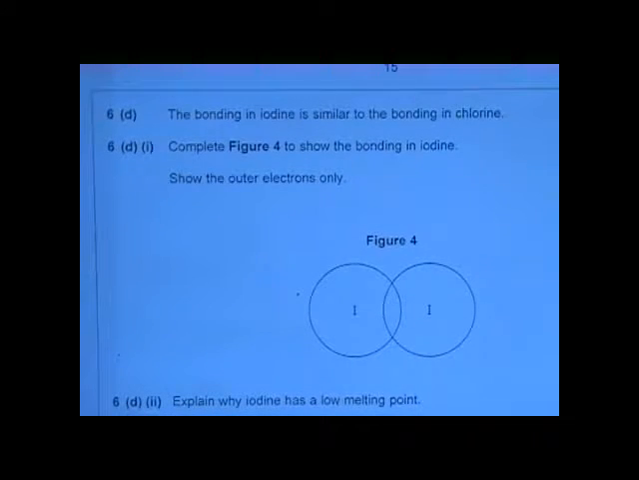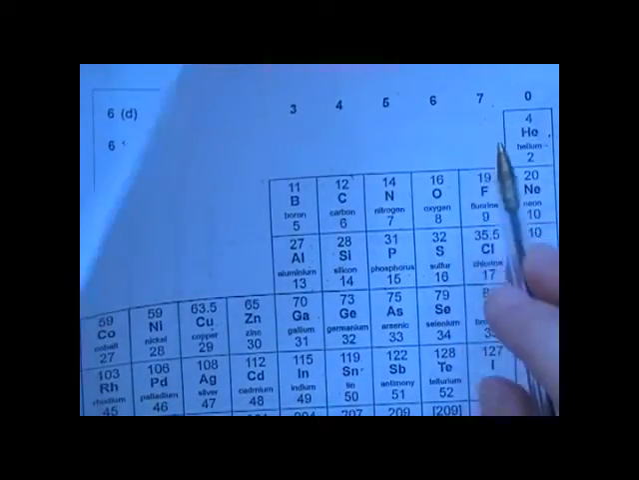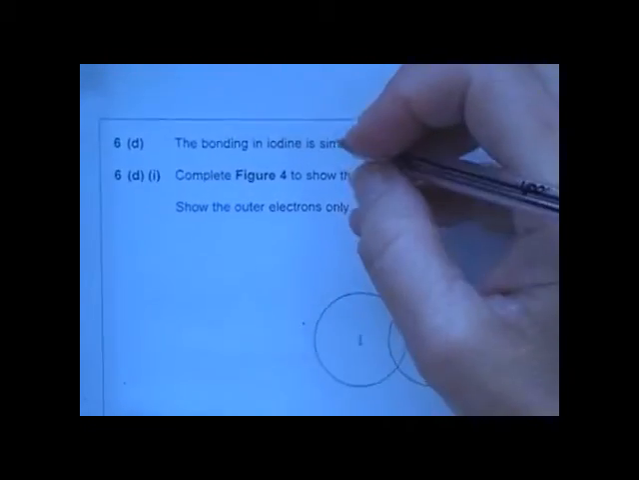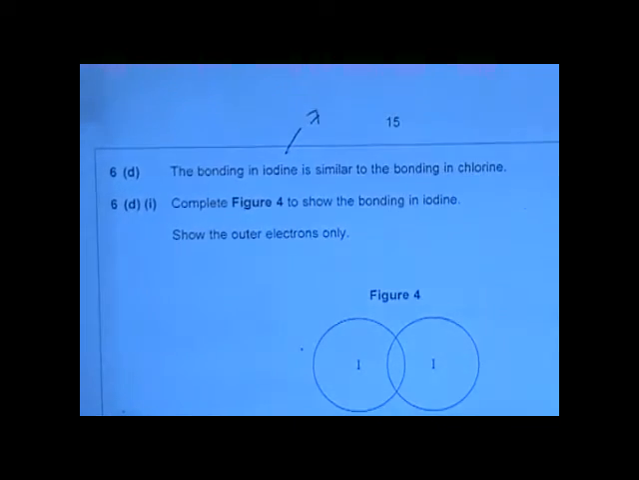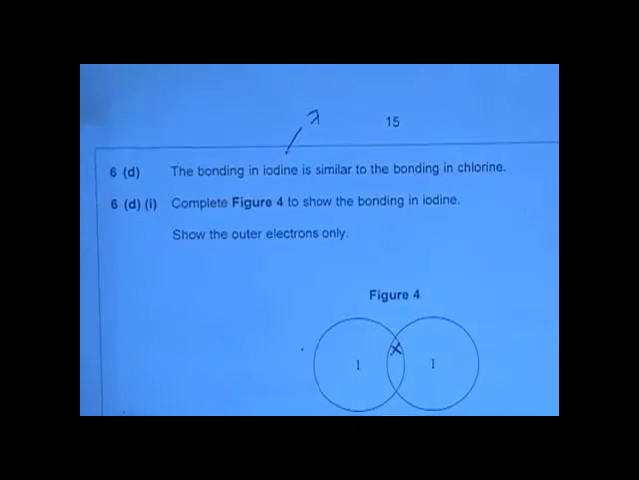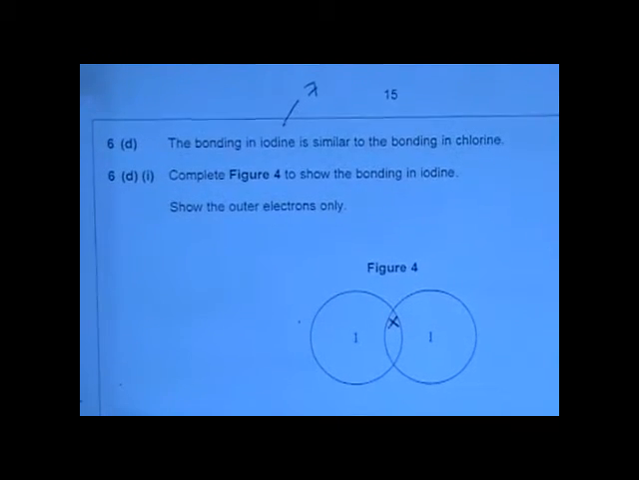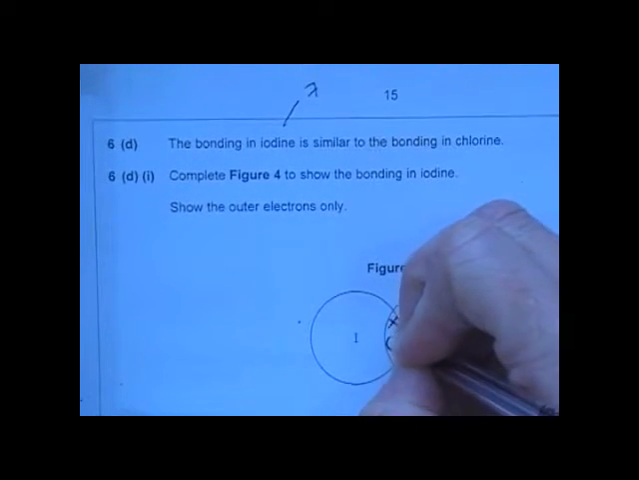Hopefully you've had a chance to draw the covalent bonding for iodine. So if we have a look at our periodic table, iodine is down here, and that means it's in group 7, so it's going to have 7 electrons in the outer shell. So I'm just going to write up here on my equation that there is 7, and that will just remind me. So I'm going to have 1 electron here from one of them, and 1 electron here from the other one.